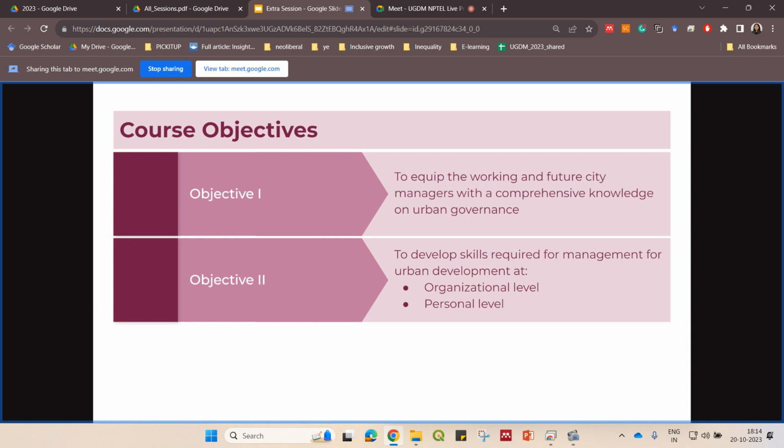So either the person can focus on learning the role of an urban manager and how urban management and urban governance is performed in Indian cities, or it can even be targeted towards urban professionals who are working with the urban management or in urban governance systems, and they can take up this course to learn more about how at the organizational level and even at the personal level they can better themselves to be better managers for more sustainable, more efficient urban governance and urban development. So these were the two course objectives.